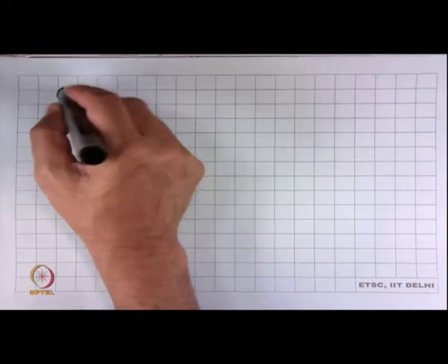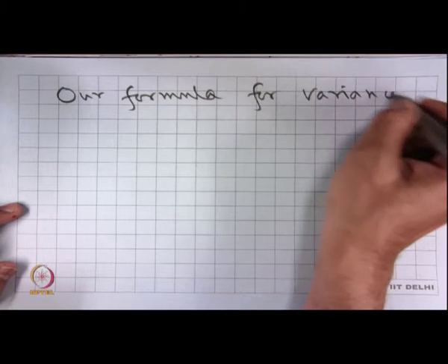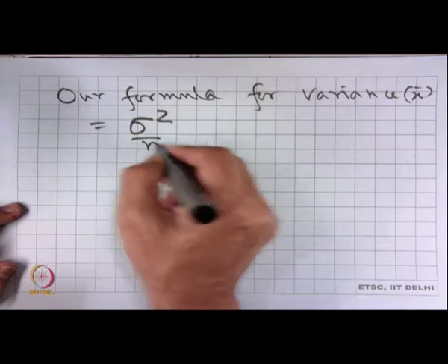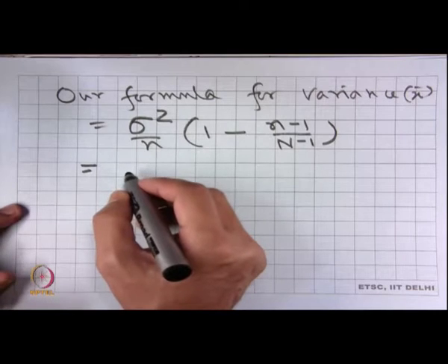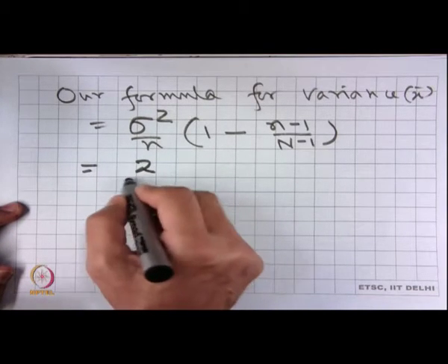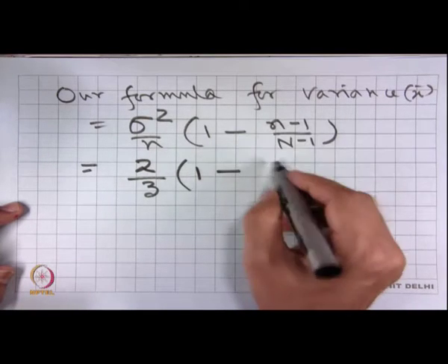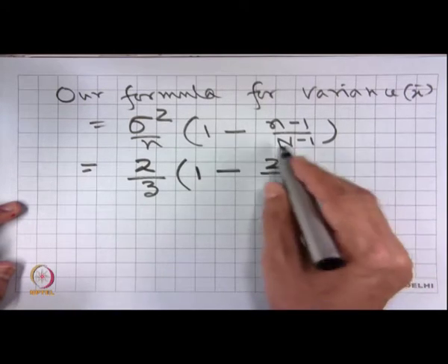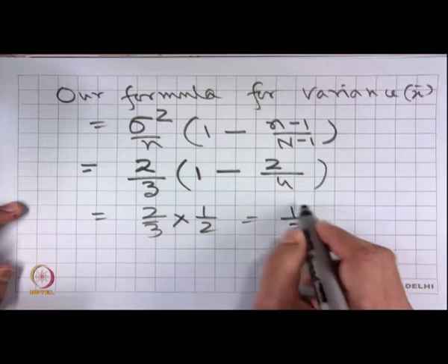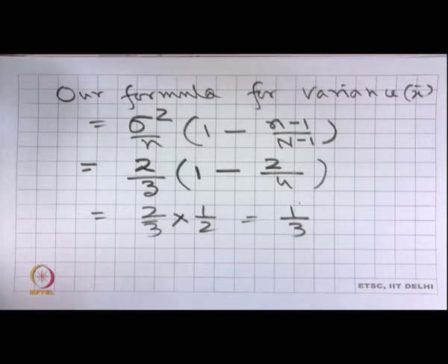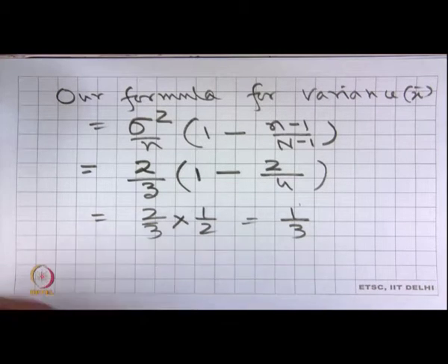Our formula for variance is equal to sigma square by n into 1 minus n minus 1 upon N minus 1. Here sigma square was 2, that we have already calculated as population variance, and small n is equal to 3, therefore small n minus 1 is equal to 2, capital N is 5. So, this is 4, equal to 2 upon 3 into half, equal to 1 upon 3. Therefore, the variance of x bar that we have calculated to be 1 upon 3, we also get from the same formula, coming out to be 1 upon 3.